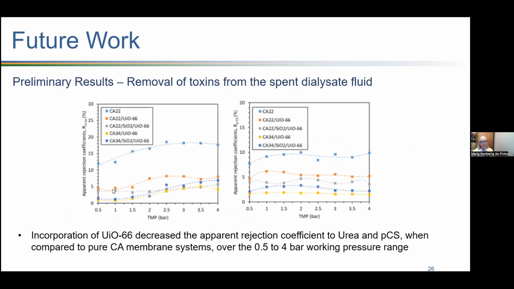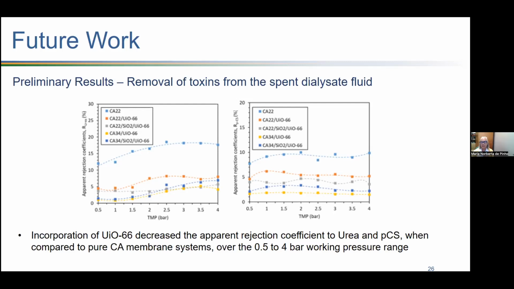And here we have some preliminary results, and we can see that all the removals are low, below 5%, compared to higher values for the CA membranes.